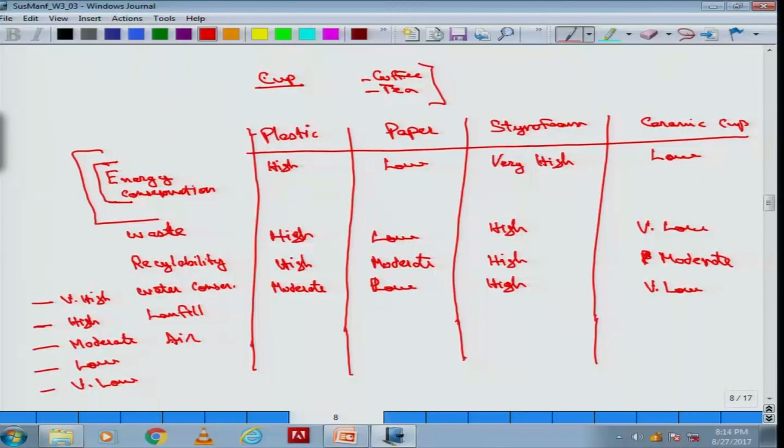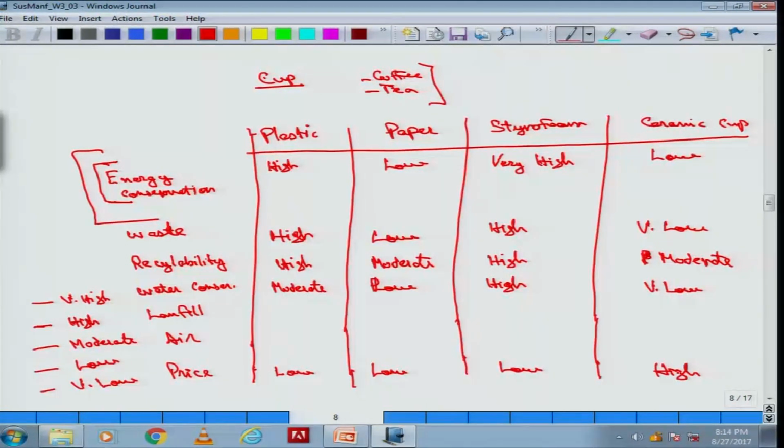Similarly, I can choose other parameters here, like landfill, air pollutants, impact on the ozone layer, or maybe price can be one of the factors here, right. These prices are equivalent, I would say this is low, low, low and high. These three prices are equal, but this is a high price, right.